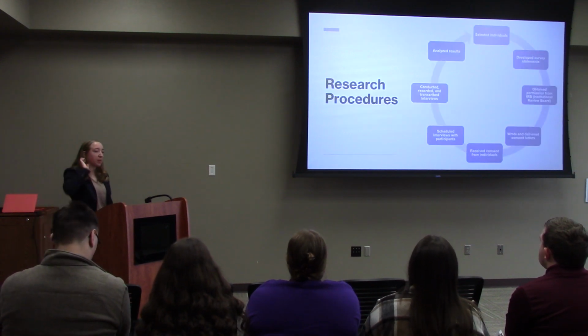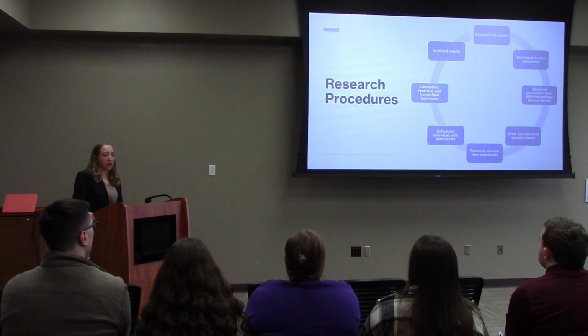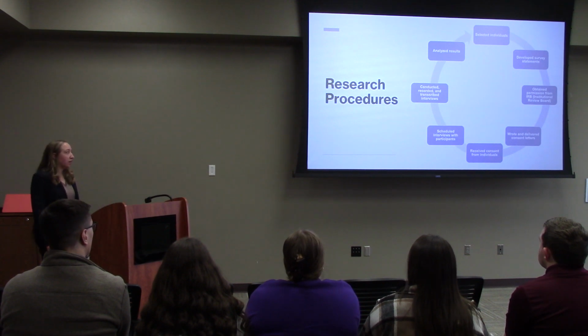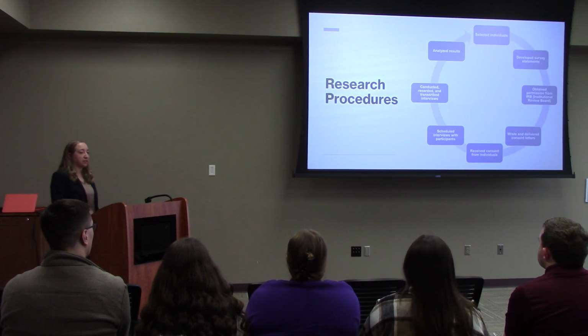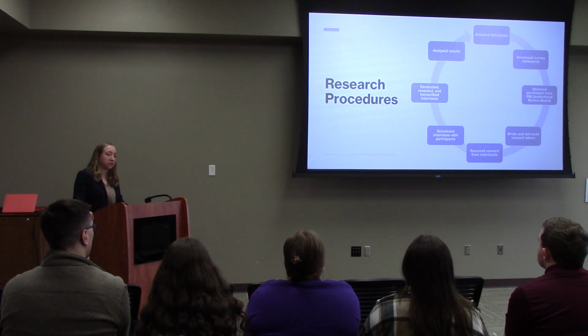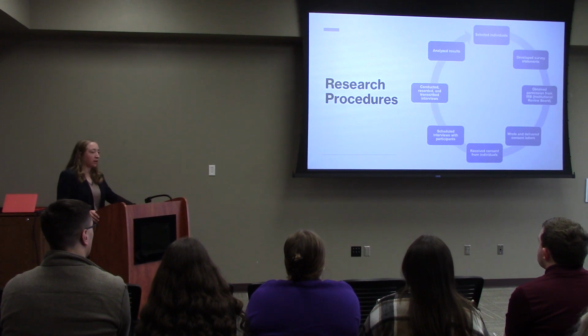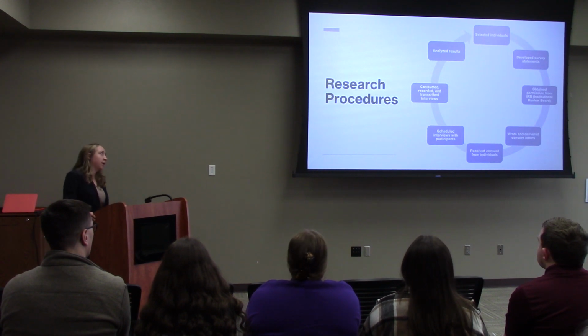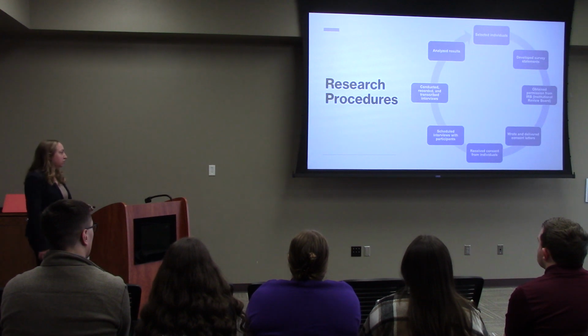So the procedures for my research started with the selection of my individuals. After I selected my individuals, I created my survey statements, and then I sent my proposal to the institutional review board here on campus to get approval for human research. And after my approval, I wrote and delivered my consent letters, and then I received those back, and then I scheduled, conducted, recorded, and transcribed those interviews, and then finally I analyzed my results.